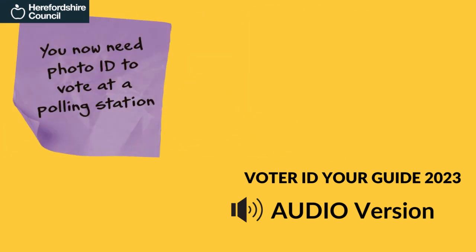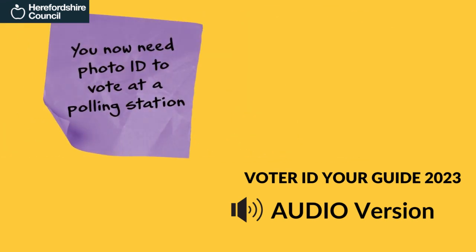Are there other ways to vote? Voting by post. You don't need to provide photo ID to vote by post. To apply to vote by post, you'll need to complete a postal vote application form and make sure it arrives with your local council by 5 p.m. on Tuesday, 18 April 2023. You will receive your ballot paper in the post.